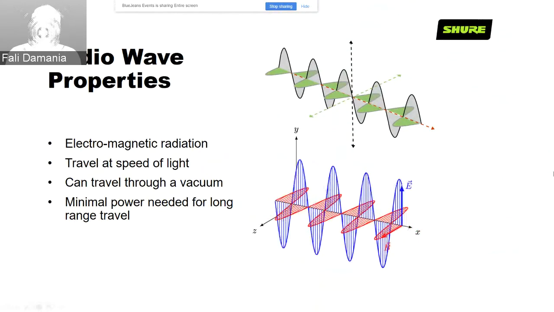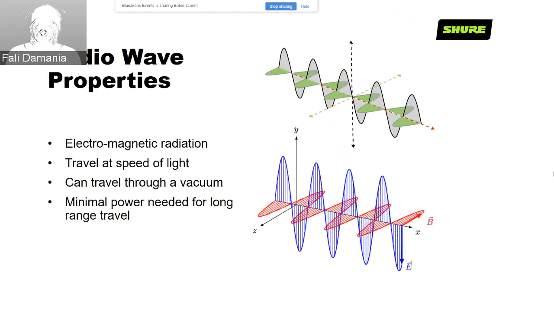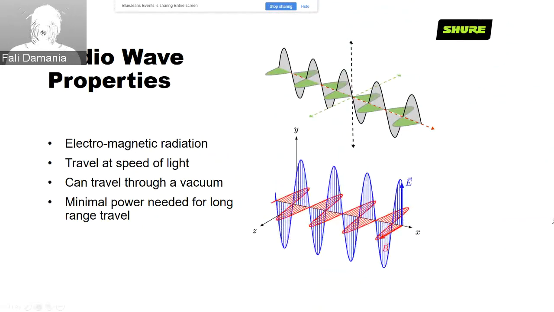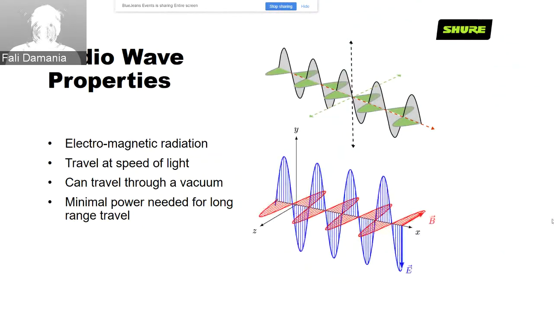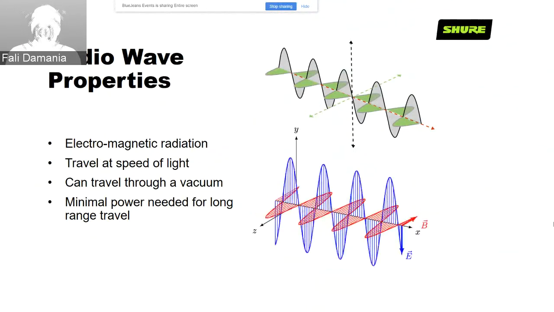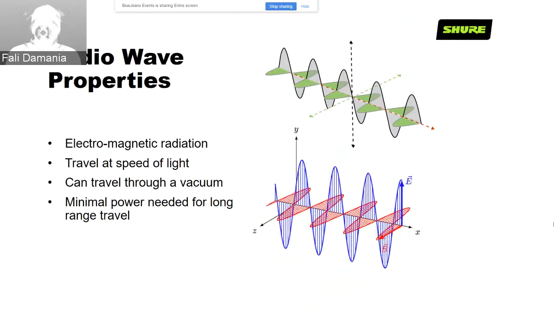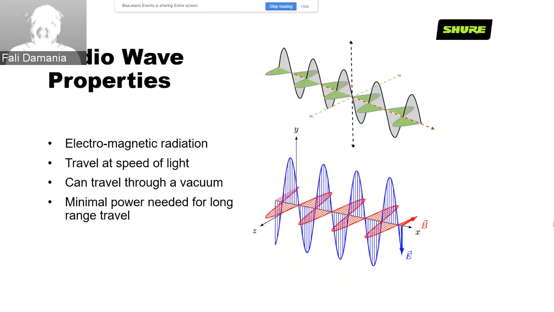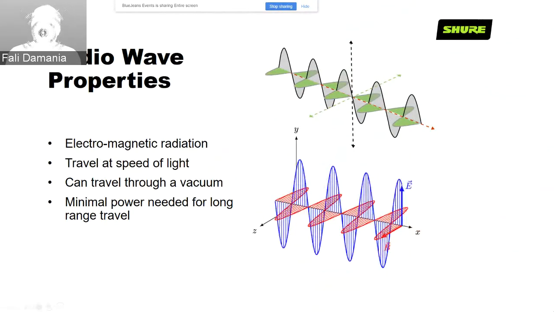It travels at the speed of light. It can travel through a vacuum, and you need very little power for it to travel through a long distance. And just from the animation and from the visual, you can make out that they travel in phase, but they are 90 degrees off axis. So basically the term is out of quadrature.